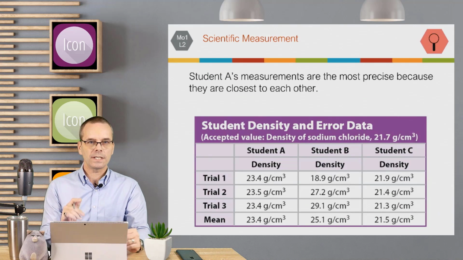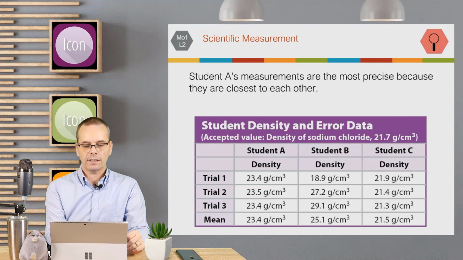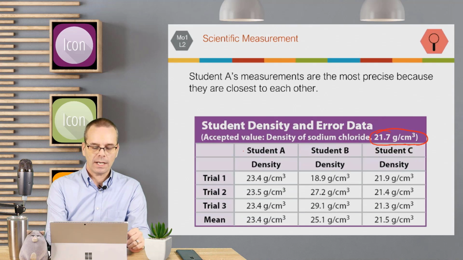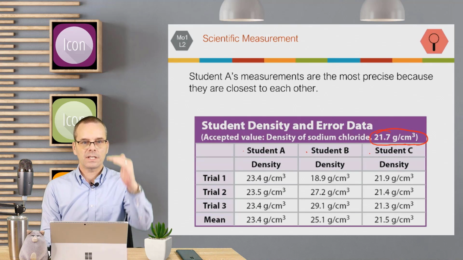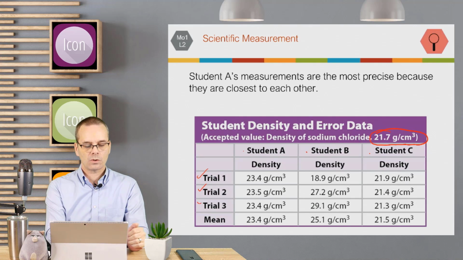Now let's look at another example. All right? This is student density and error data. And the accepted value for the density of sodium chloride is 21.7 grams per centimeter cubed. And then we're going to look at students A, B, and C, and their measurements, because they measured it 3 times, 1, 2, 3, and then they took an average of all 3.